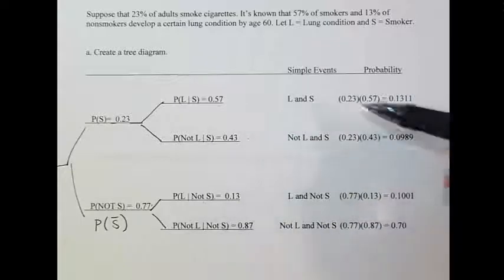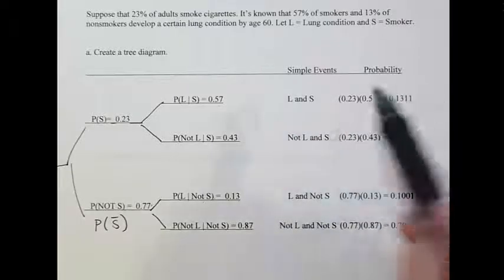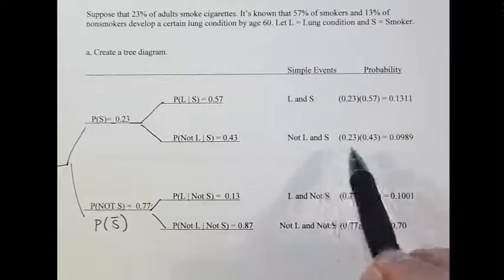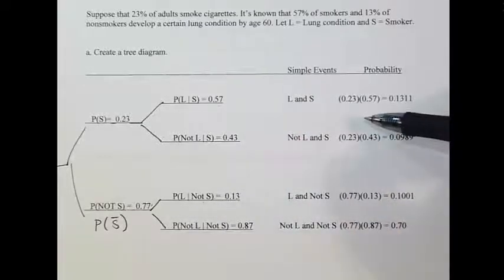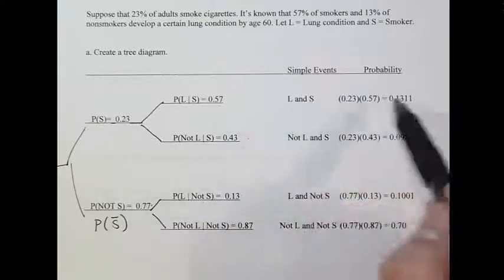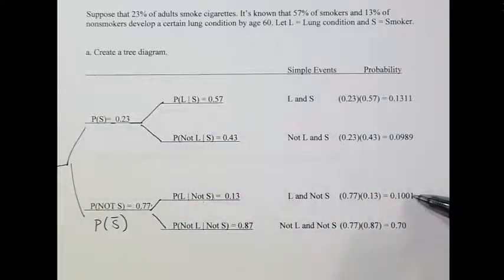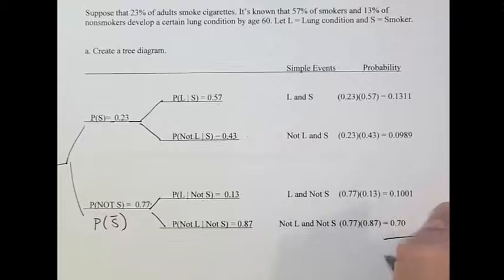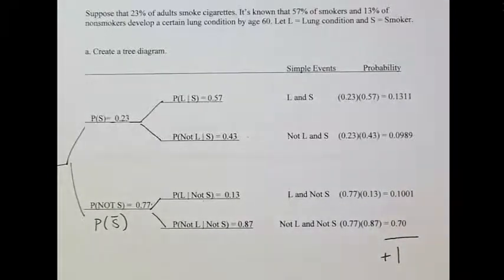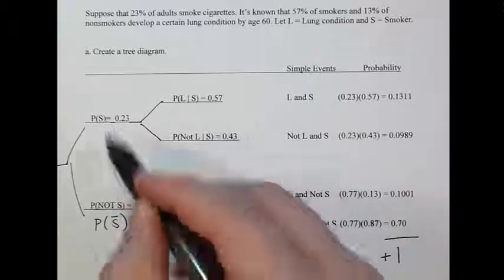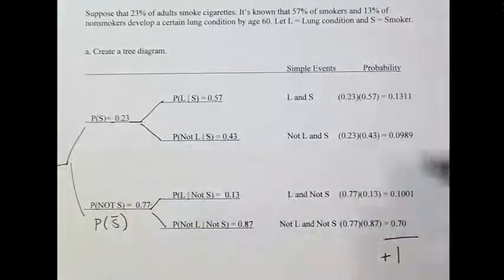After you have that, you create what are known as the simple events: L and S, not L and S, etc. But just simply by multiplying. Again, "and" typically means multiply, and in this case, it's multiplying conditional probabilities. So I multiply all of these, and notice all of these probabilities also need to sum to 100%. So each branch sums to 100%, and the overall probabilities at the end sum to 100%. So there's lots of ways to check that you're on the right track of a problem as you identify your information.